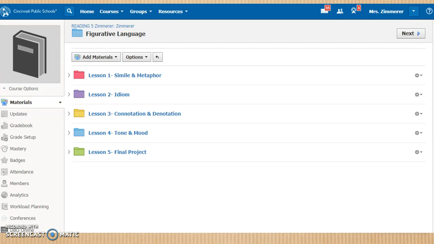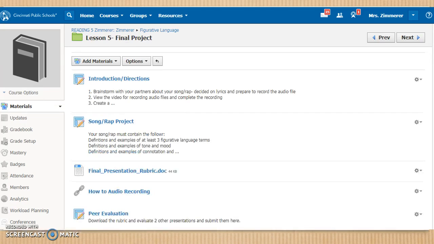So you can see that I broke it up between simile and metaphor, idiom, connotation, denotation, tone and mood, and then the final project. Each lesson that I did within, or each category, so each unit, figurative language, informational text, and literature, the last lesson, whether it's lesson 5 or 4, was a final project for them to do and to complete. So just kind of culminating all of those things together.